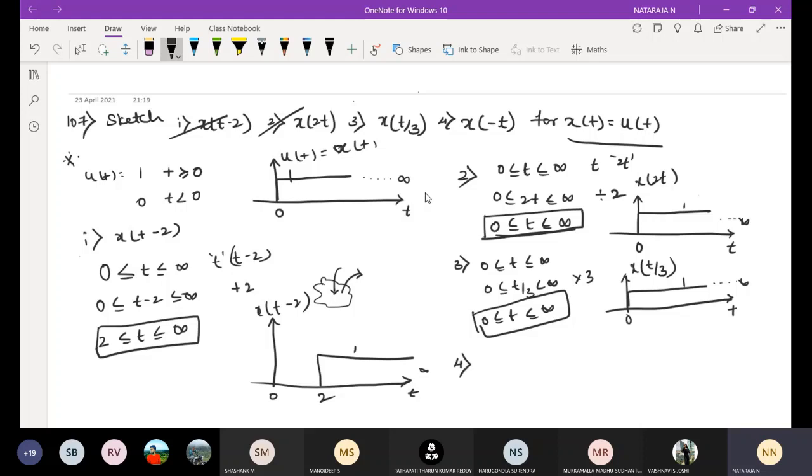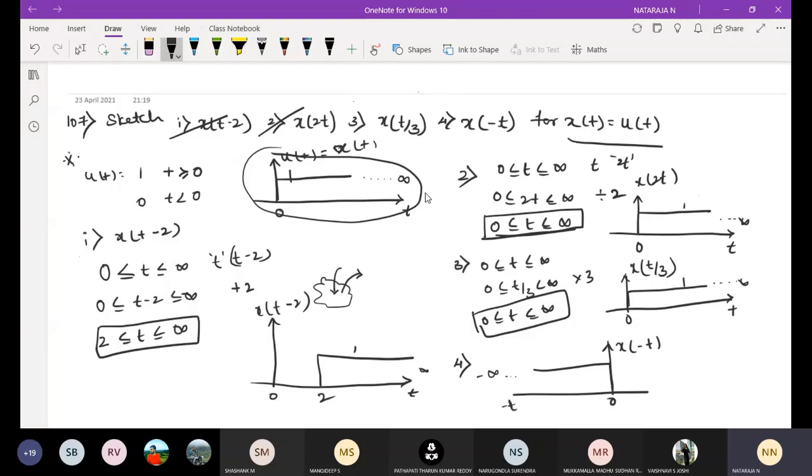Then the fourth one. Already we know x of t. This is our x of t. Now I need to write x of minus t, meaning the reflection version of x of t will be x of minus t, 0. This will be infinity, minus t, 1. This is your fourth solution.